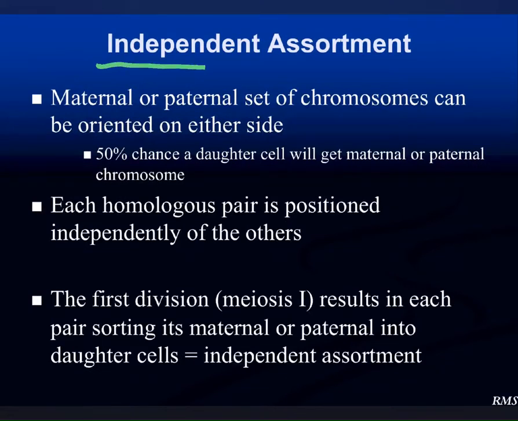If we start with independent assortment, what this is referring to is that the maternal or paternal, which means mother's or father's, chromosomes can be oriented on either side.